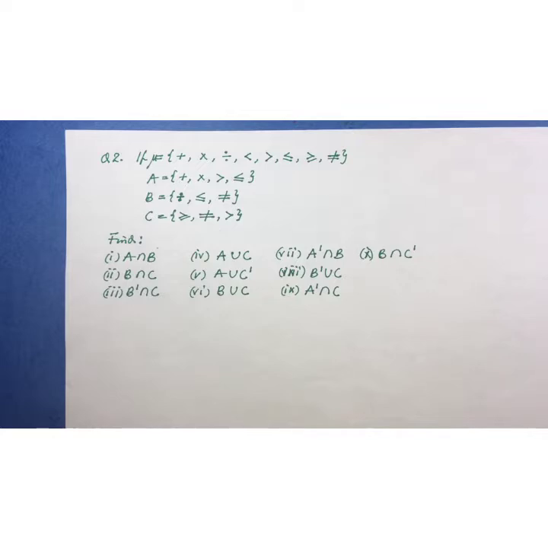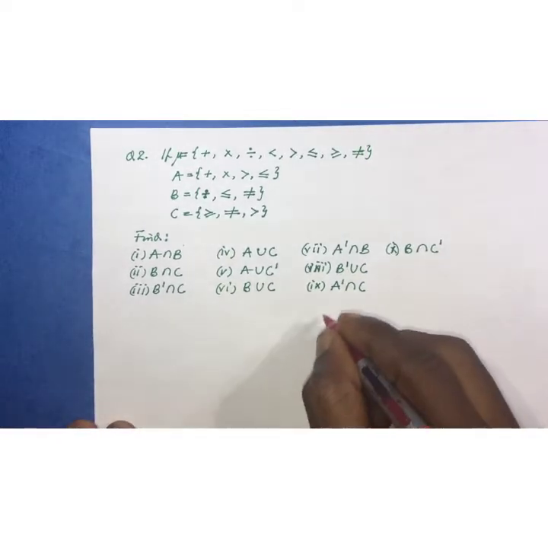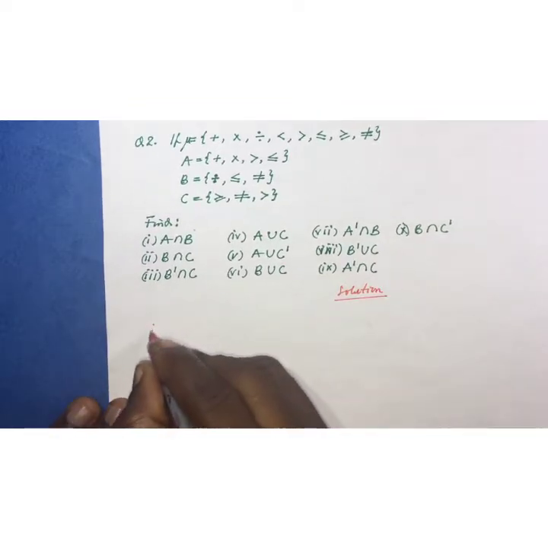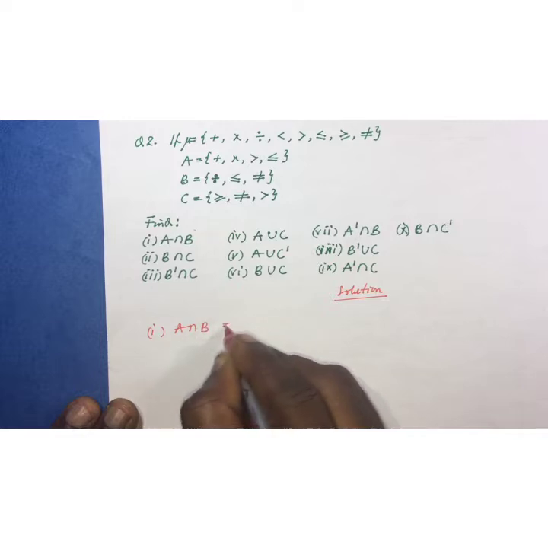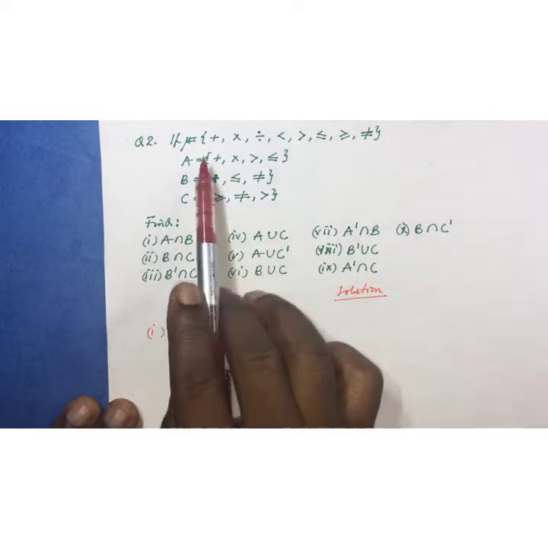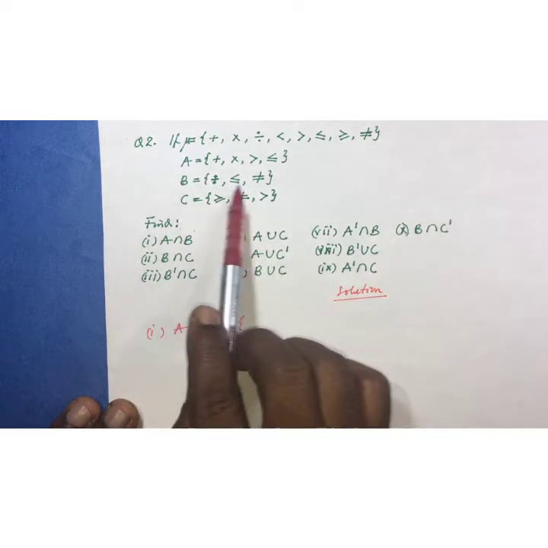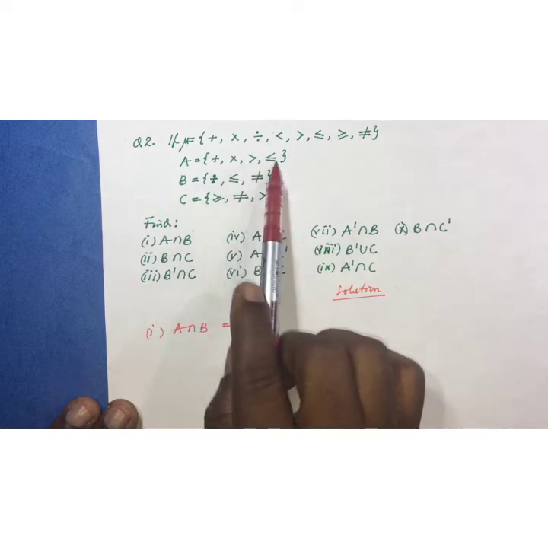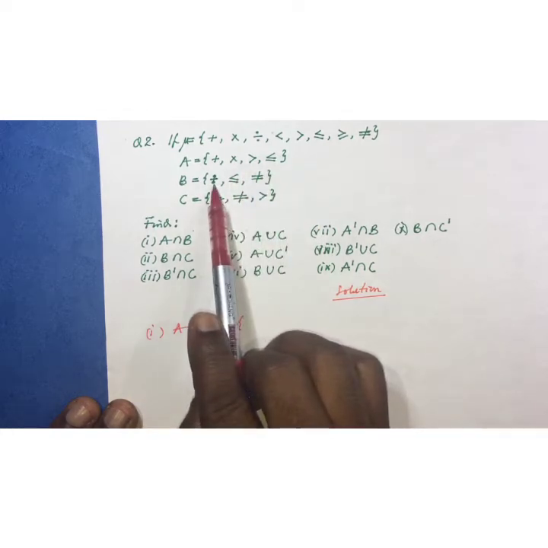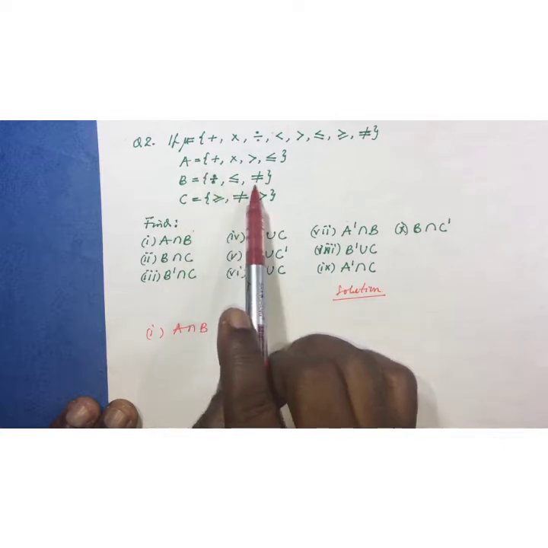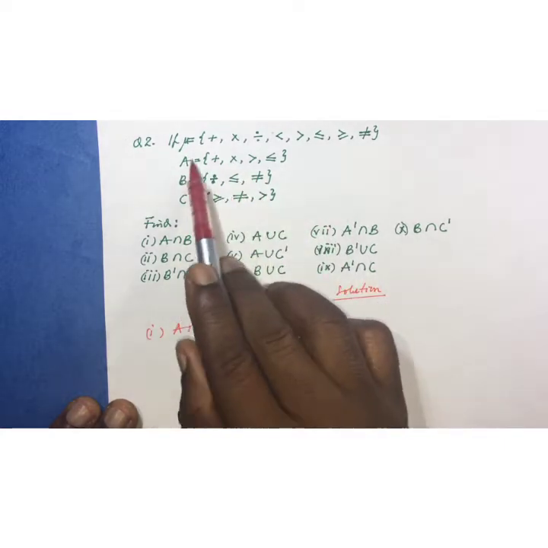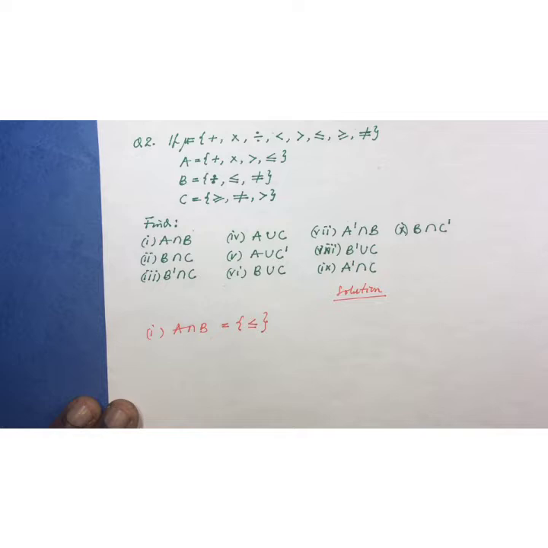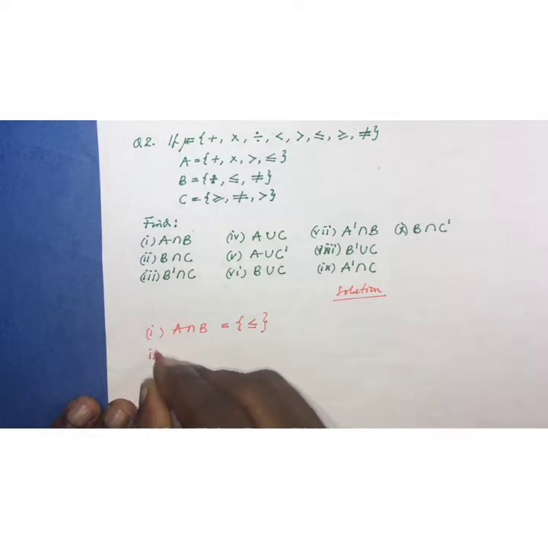Now we are asked to find A intersection B. So let's start with the first. A intersection B will be the symbols or operations found common to both sets. So what symbol do you find in B that is also found in A? Division is found in B but not in A. Addition is found in A but not in B. So the element you find common to A and B is just the less than or equal to. So I'm going to write it out. And that tells you that A intersection B is a singleton because it contains only one element.